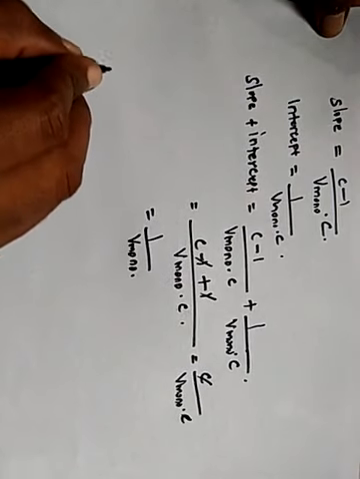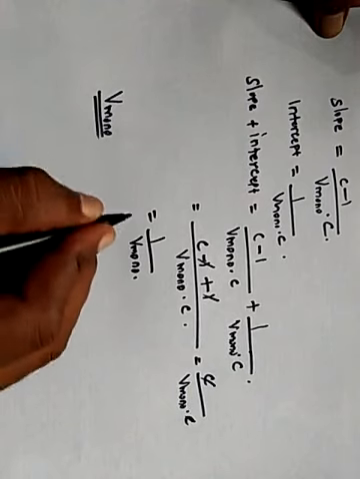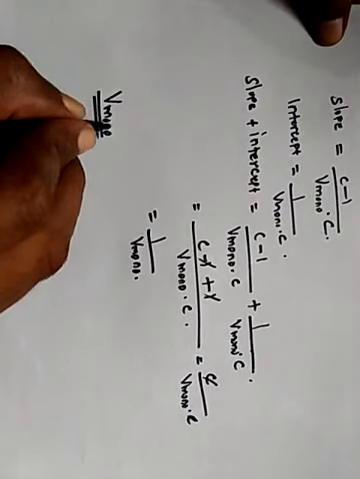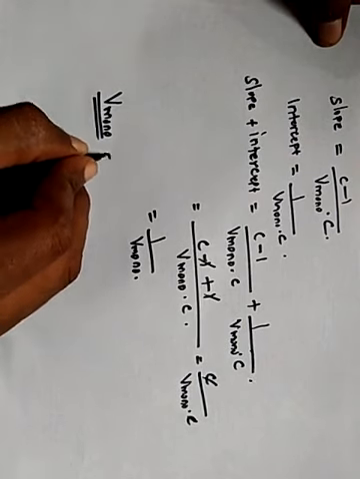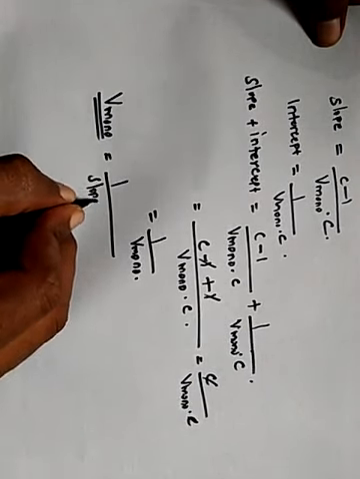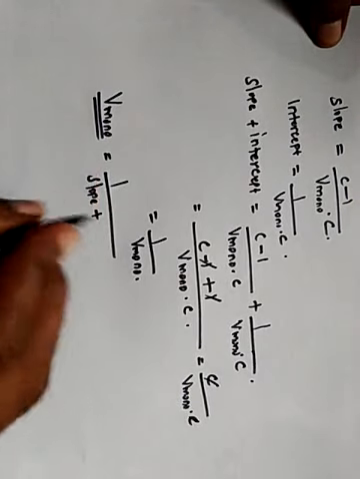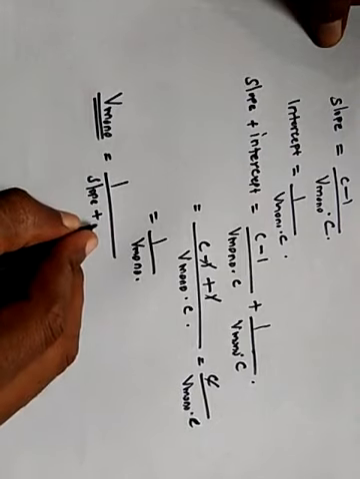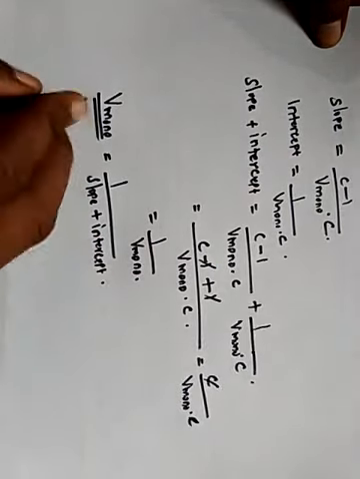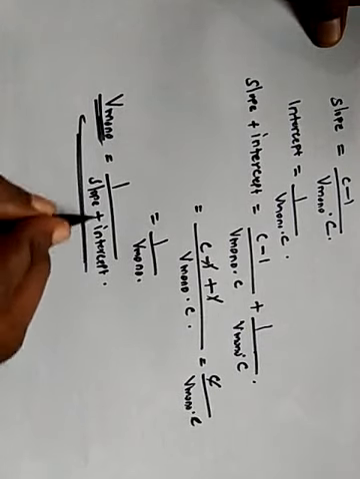Therefore V mono, the volume of adsorbed gas to form the monolayer, will be given by 1 divided by the summation of slope and intercept. So V mono can be calculated using slope and intercept.